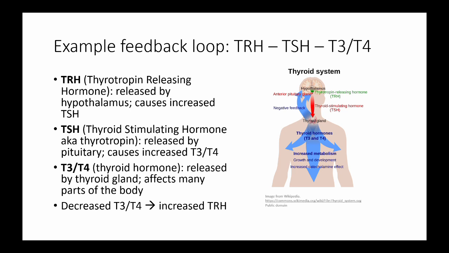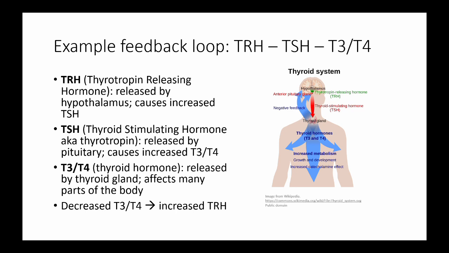The endocrine system is full of feedback loops. An example feedback loop is the TRH, TSH, and T3-T4 feedback loop. TRH is thyrotropin releasing hormone. This is a hormone released by the hypothalamus that causes increased TSH release.